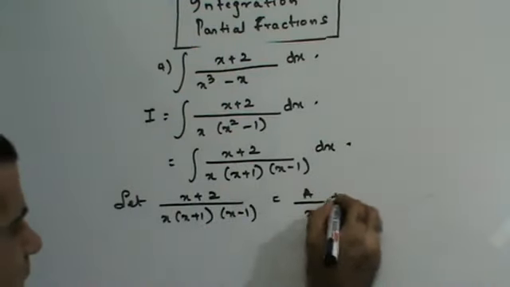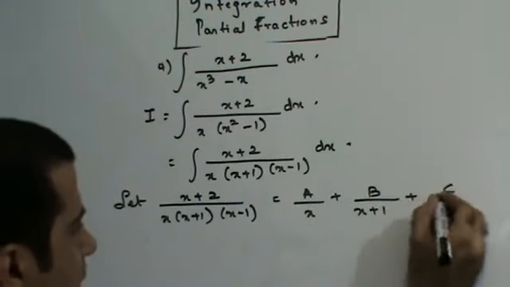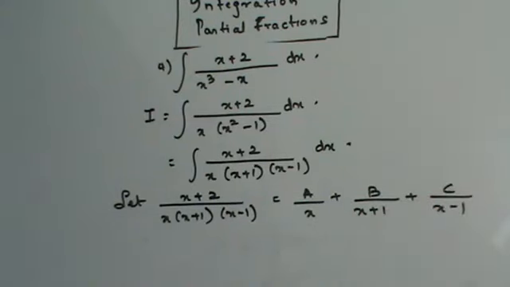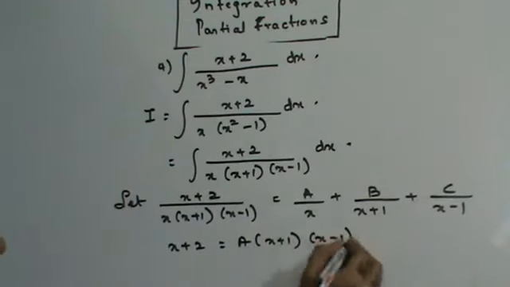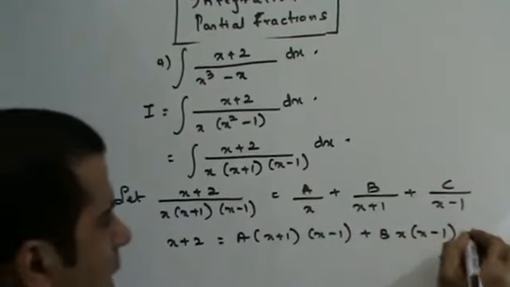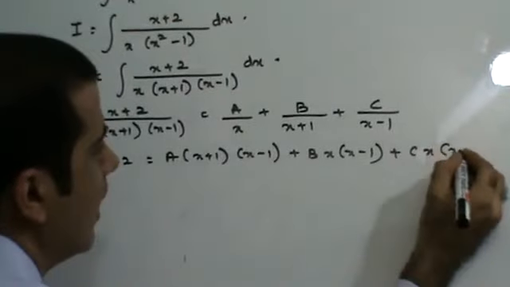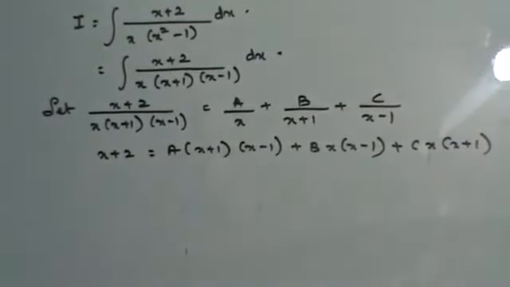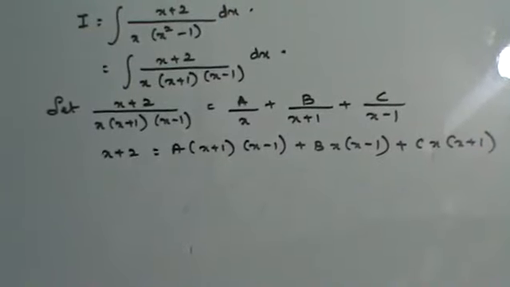Let us assume that (x plus 2) upon x(x plus 1)(x minus 1) is A upon x, A upon the first denominator, B upon the second denominator, C upon the third denominator. Right? Take LCM, so you will get x plus 2 is A times (x plus 1)(x minus 1) plus B times x(x minus 1) plus C times x(x plus 1). I have taken LCM here and cancelled out the common denominator.